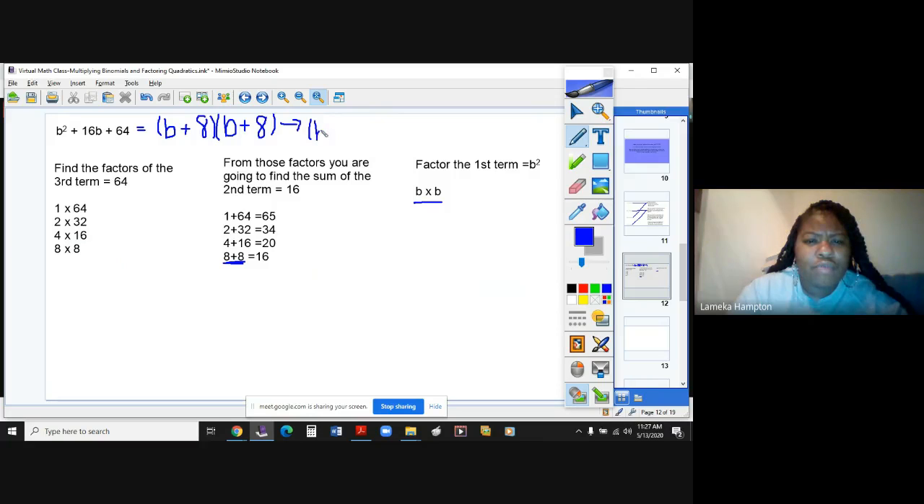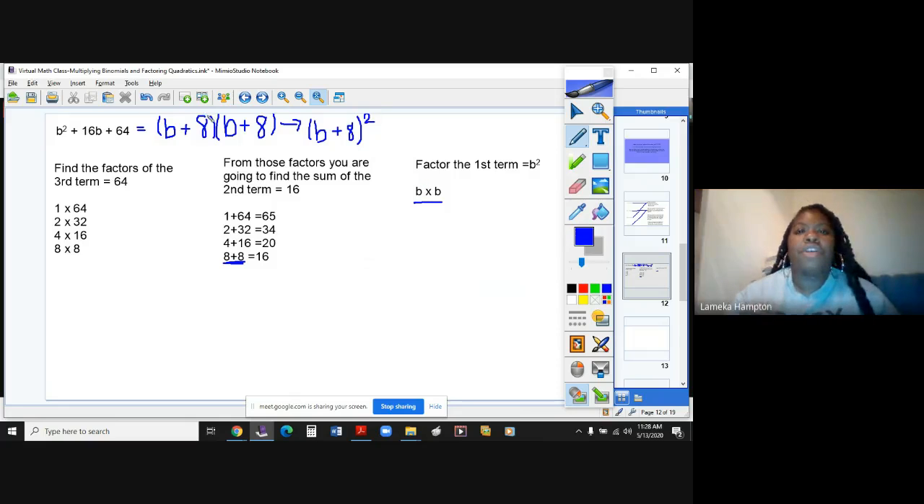All right. So I have B plus 8 squared. Okay. Now, Ms. Hampton, why did you write the answer that way when the answer is already written? Okay. That's in case some of you all are thinking that.